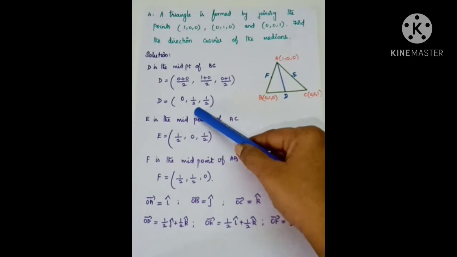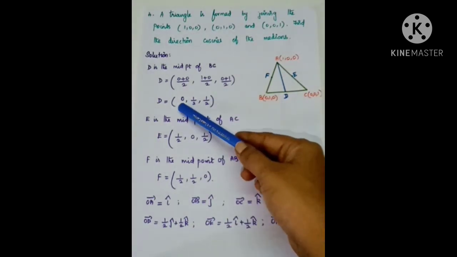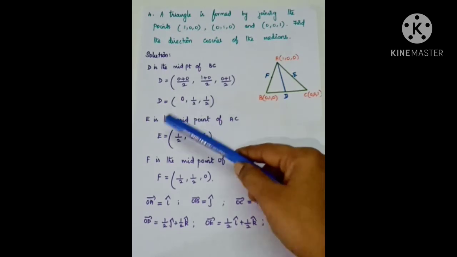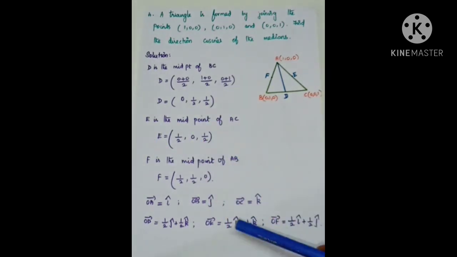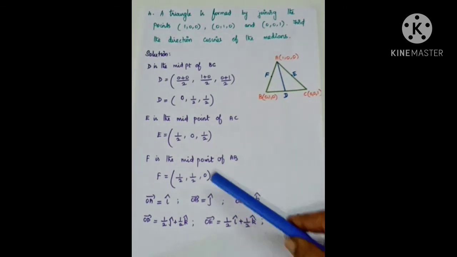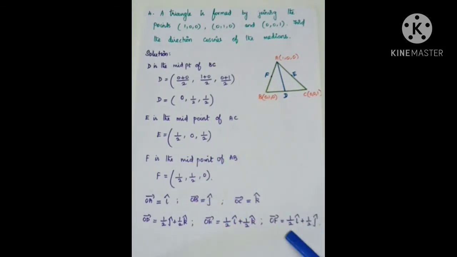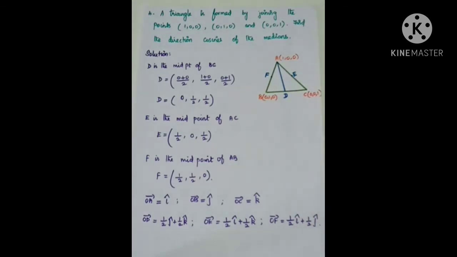In the same way, here you have the point D also. So you can write the OD vector as, the first one is 0, therefore i cap is 0, and 1 by 2 j cap plus 1 by 2 k cap. For the point E, the OE vector is half i cap plus half k cap, because in the middle this is 0. And OF can be written as half i cap plus half j cap. But what is asked? Find the direction cosines of the medians. So what are medians?